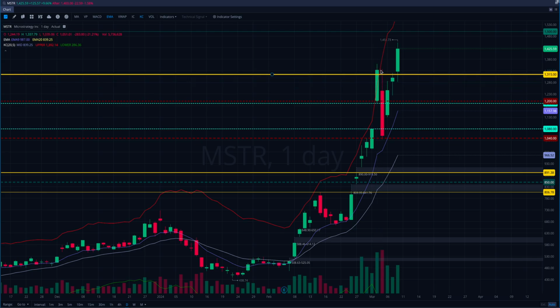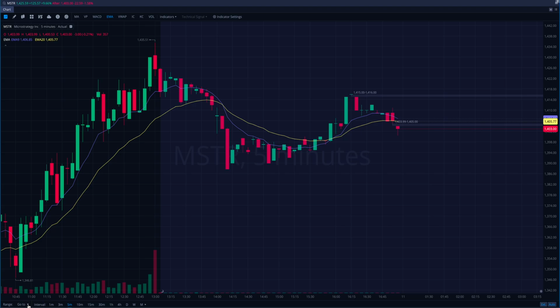Now this one, unlike some others, doesn't pop over that previous candle. It actually gaps down a little bit, but it pushes back up that next day, tests this big weekly level, and sells off. So let's go down to the 5 minute and check it out.